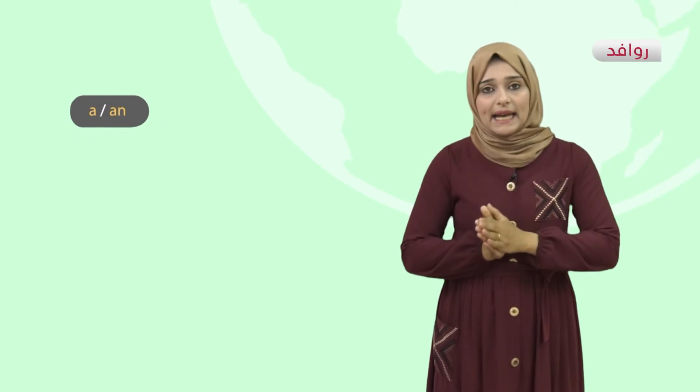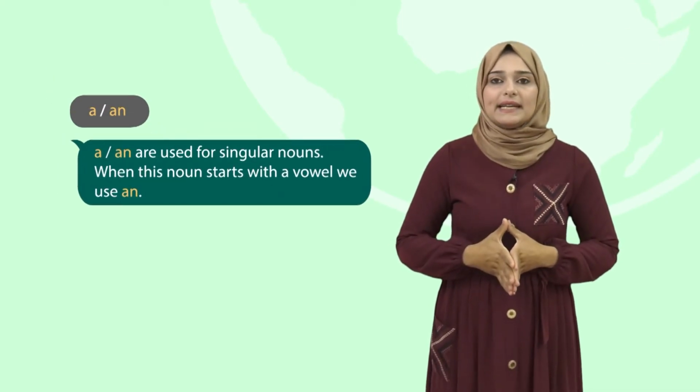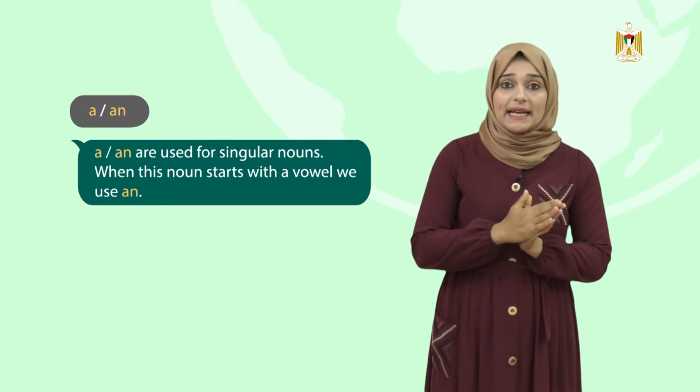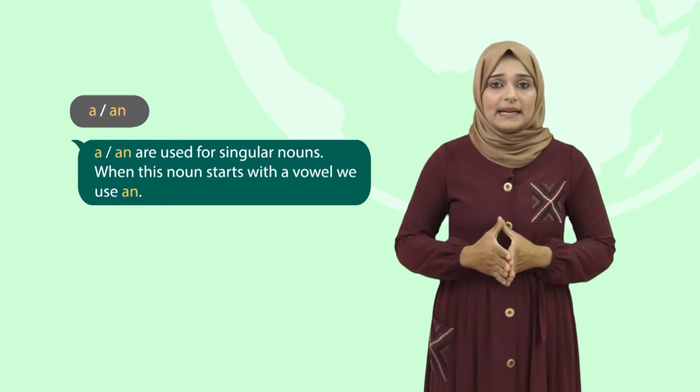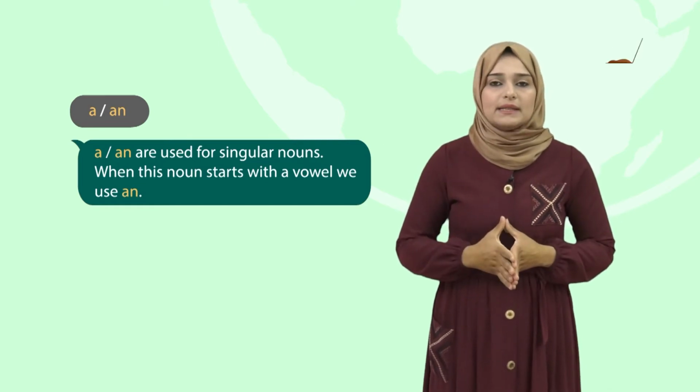Now, dear students, think. Why did we say a cat, an elephant? What's the difference between a and an? Let's see together. A and an are used for singular nouns. We use an with nouns that start with a vowel. A is used with the rest of nouns.